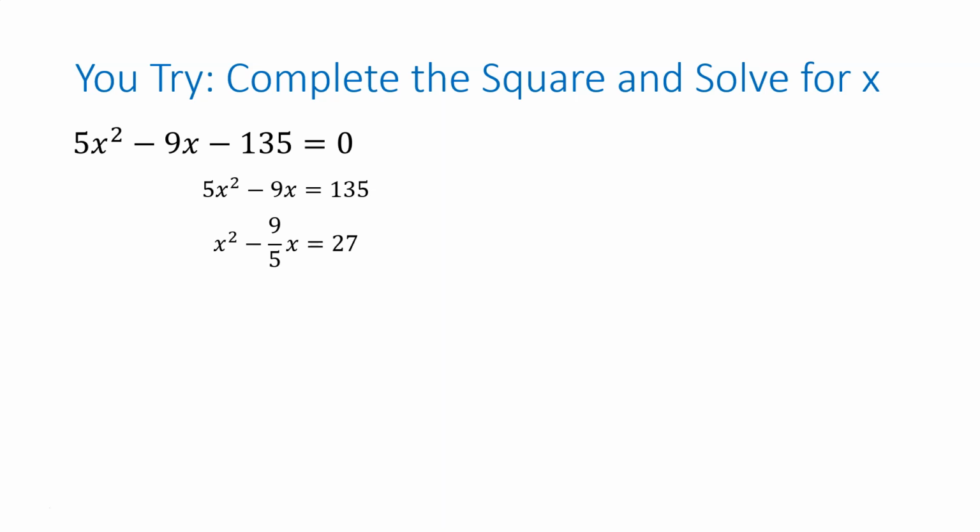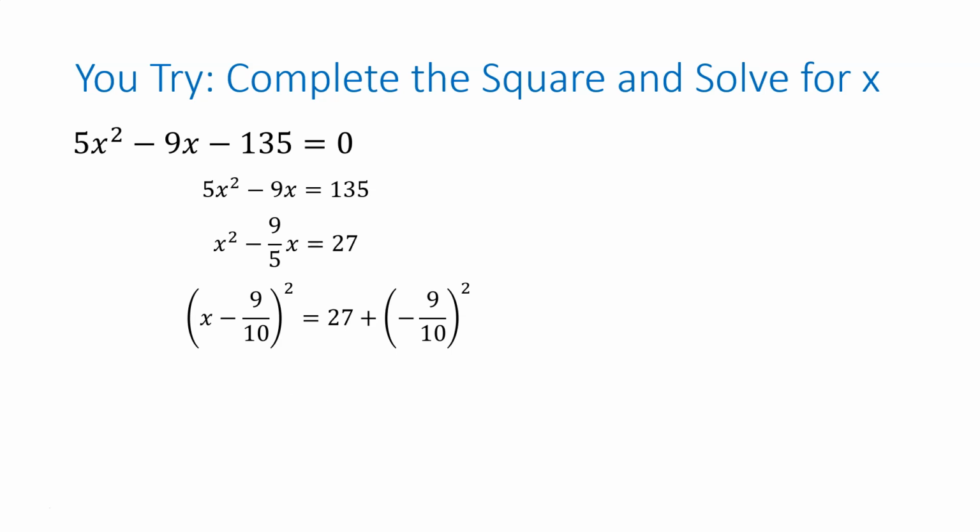This is our perfect square pattern. B is -9/5, b over 2 is -9/10. So we add -9/10 squared to both sides. We can write the left-hand side as a perfect square. So we get x minus 9/10 in parentheses squared equals 27 plus -9/10 squared.